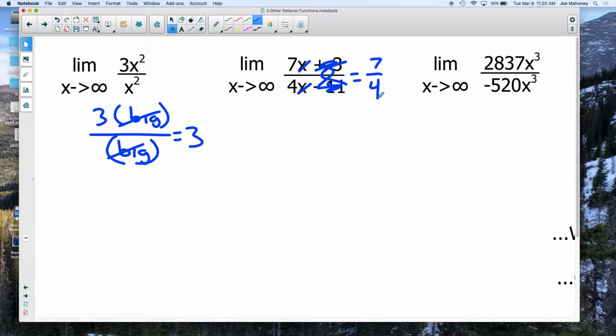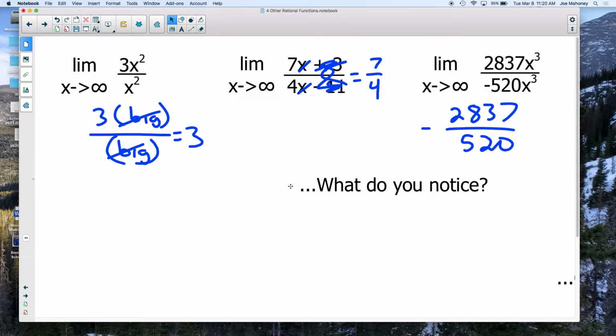Same idea with this one. The x cubes will eventually just cancel each other out. And our limit is going to be 2837 divided by 520. And let's make it negative. So again, we got another little rule here. What do you notice?